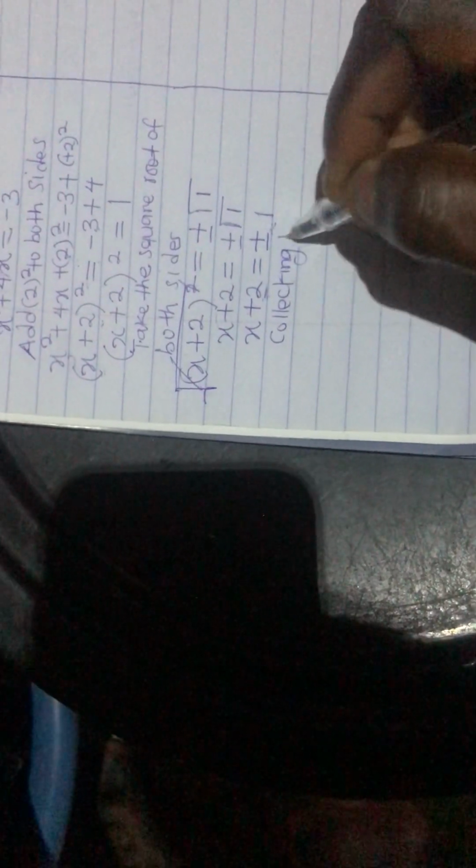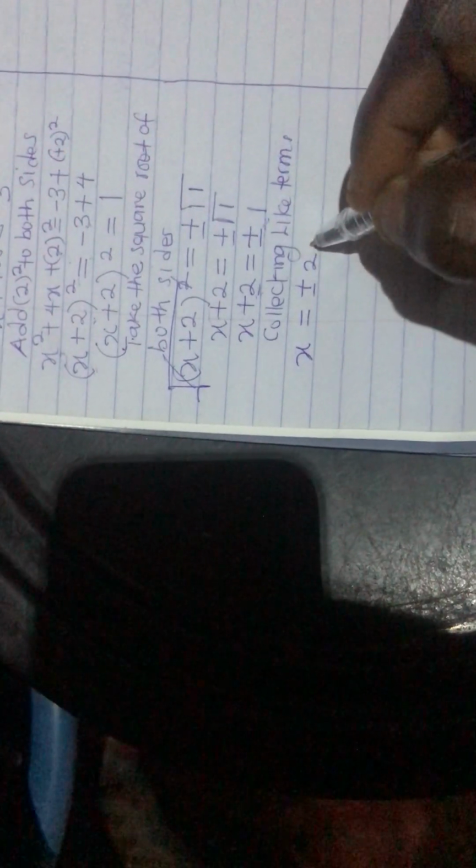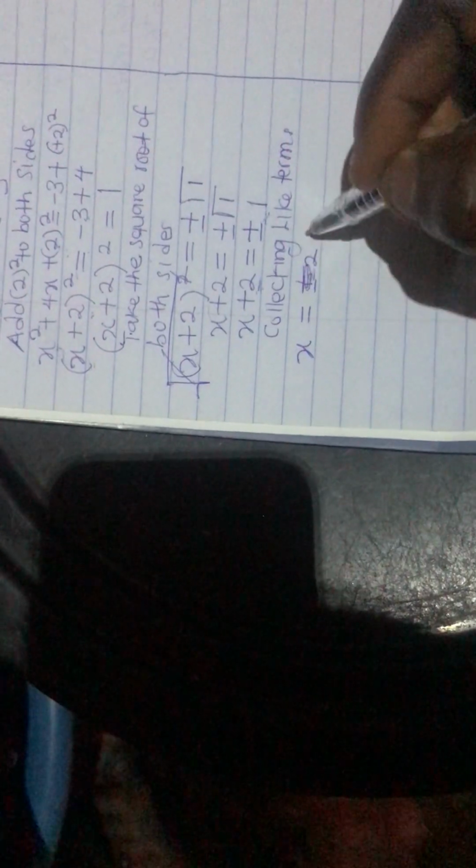These and these, they are like terms. So the next thing we're going to do is collect like terms. We now have x will now give us plus or minus 1 minus 2. X will give us 1 minus 2, or x will give us minus 1 minus 2, positive plus positive, negative and negative.